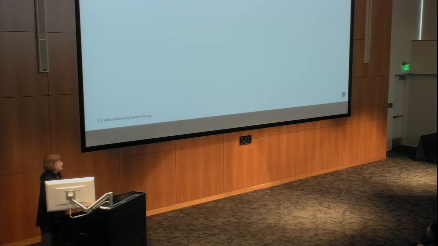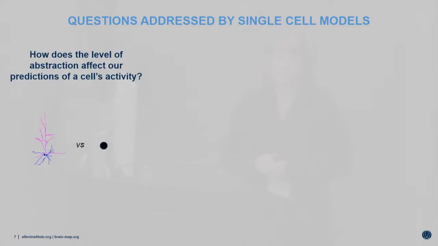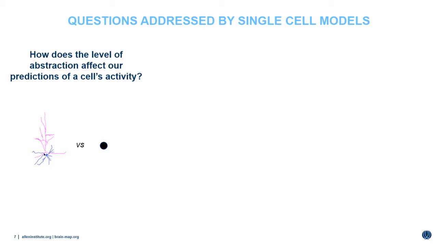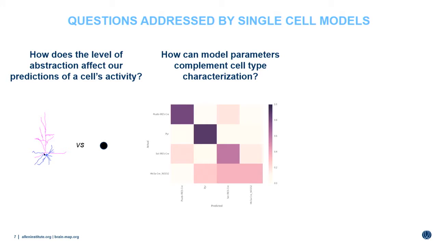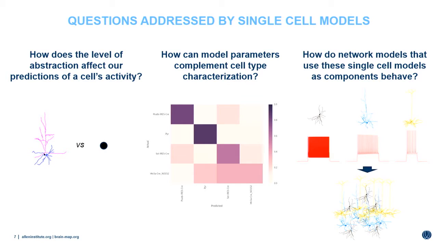So we created this modeling pipeline to address 3 research questions. The first is, how does the level of abstraction that we use influence our ability to actually predict the firing patterns of neurons? The second is, how much do the parameters that are fit by neurons actually inform cell type classification or characterization? And the third is, we would like to analyze the network behavior when we use our specific cell types in our network models.